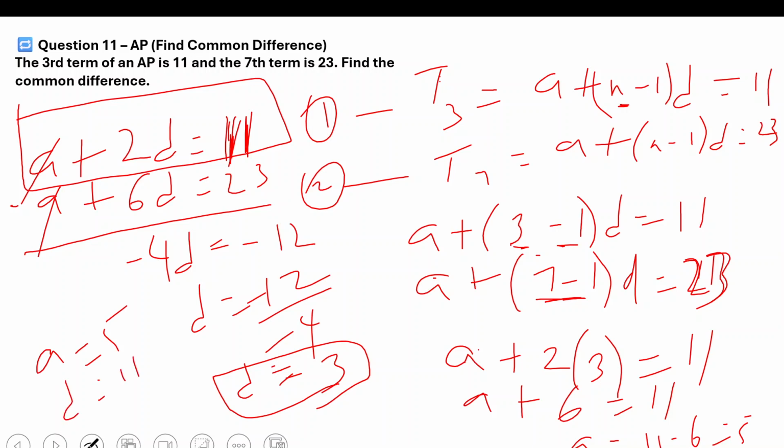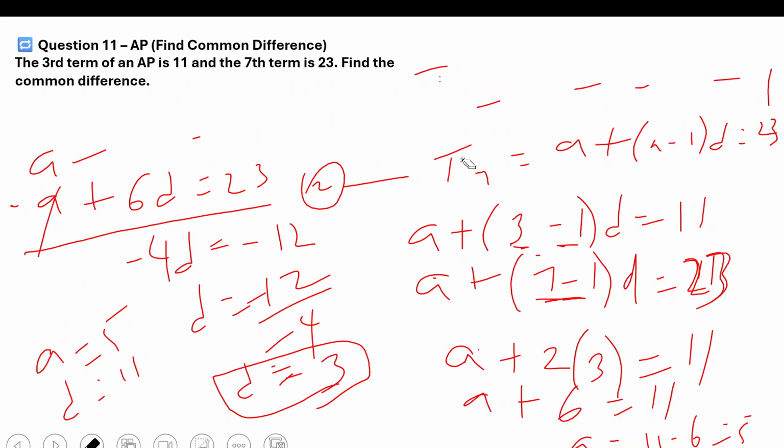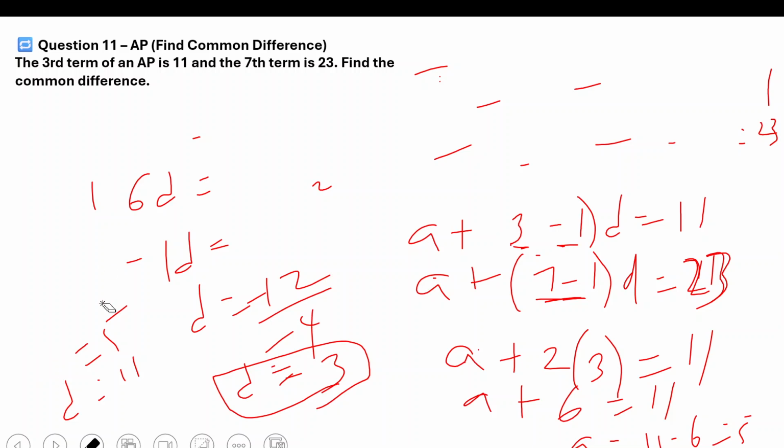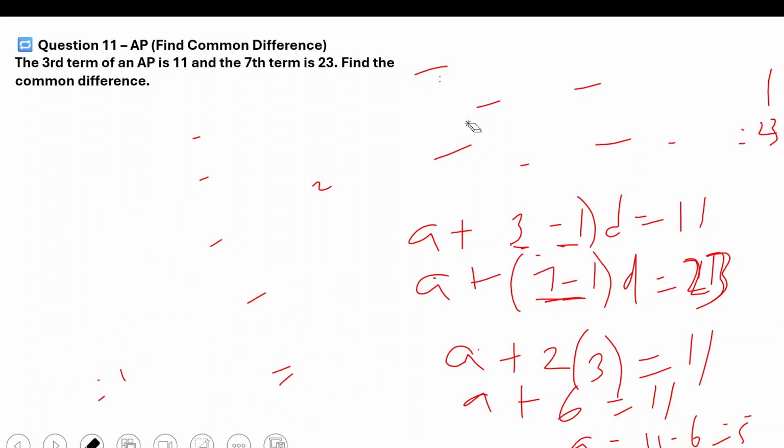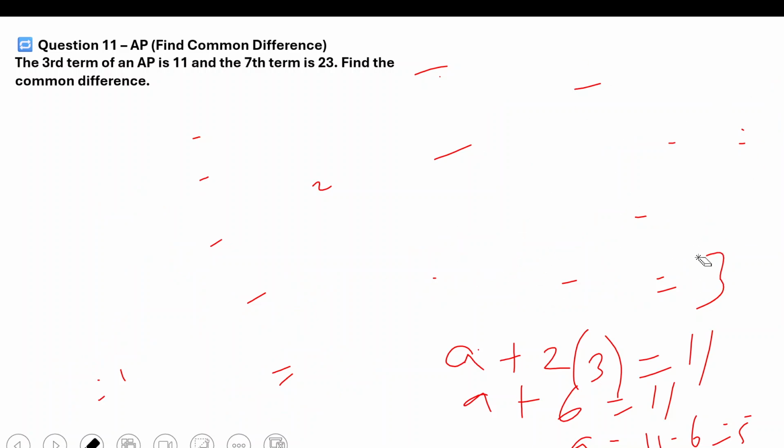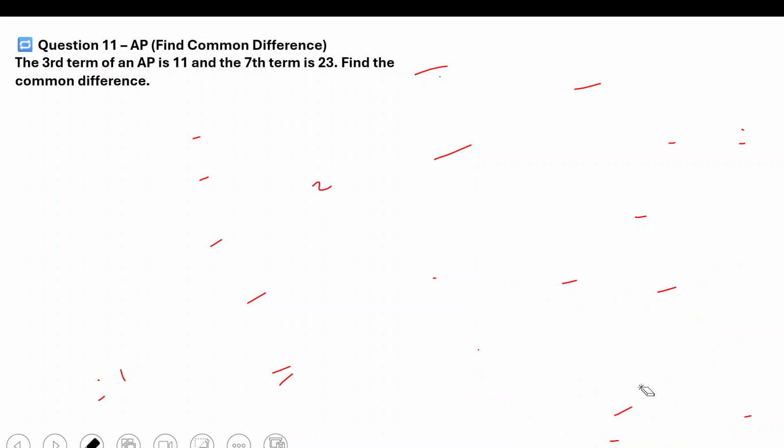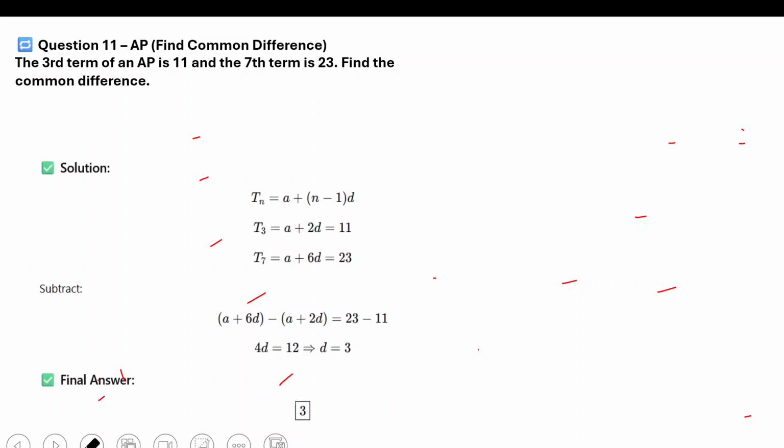So I've gotten it. What I've applied here is the simultaneous equation principle. Maths is interrelated, the topics are interrelated. So if you understand the simultaneous equation principle very well, once you have two equations with the same set of variables and you are to find them at the same time, then you can apply simultaneous equations. Okay, so this is the answer.